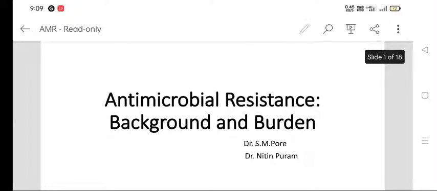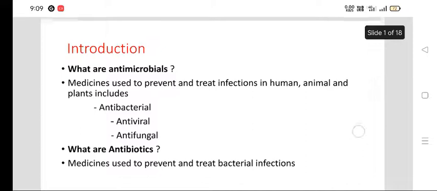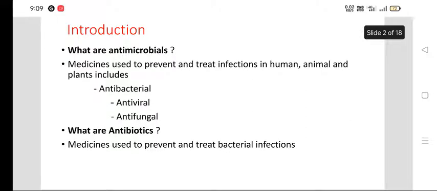Today we are going to talk about antimicrobial resistance, the background and the burden. For that we should know what antimicrobials are. Antimicrobials are the medicines used to prevent and treat infections in humans, animals and plants. That includes antibacterial, antiviral, antifungal, antiparasitic, antihelminthic agents and so on.